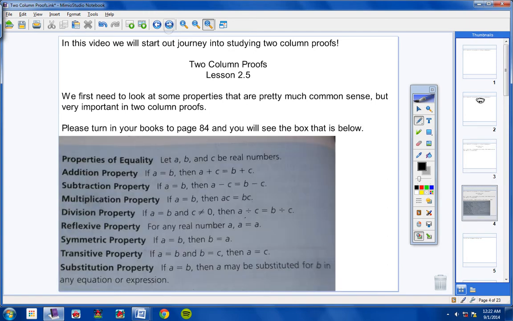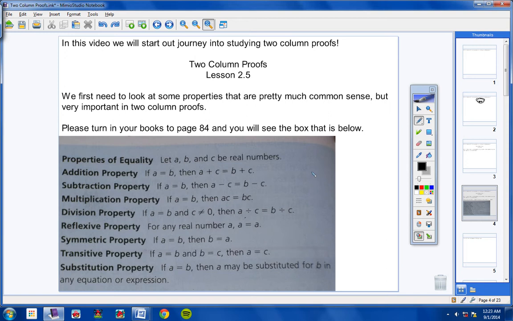So, I would like you to turn in your books to page 84, and when you do that, you're going to see this box right here in your books. I'm going to pause for about 20 seconds here, and go ahead and turn in your books, please, to page 84. And we're going to talk about these properties for a couple minutes.